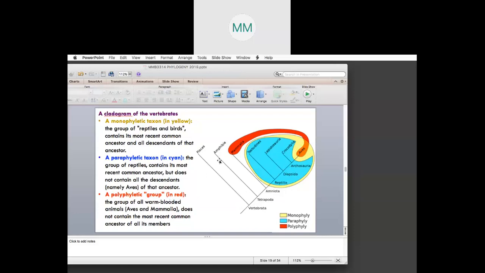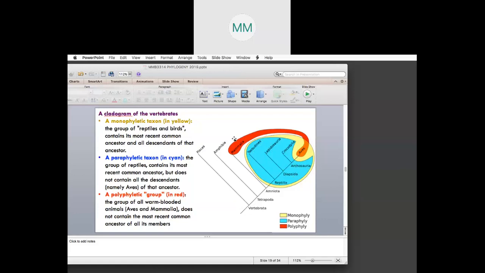A polyphyletic group, which is the one in red, is a group of warm-blooded animals, for example the mammals and the birds. But it doesn't include the most recent common ancestor and all of its members. So you see, all of the other descendants pun tak termasuk. Because if you're basing the character of mammals and birds on being warm-blooded, then you cannot include reptiles, you cannot include Diapsida, you cannot include the Testudines, because they are mainly cold-blooded.